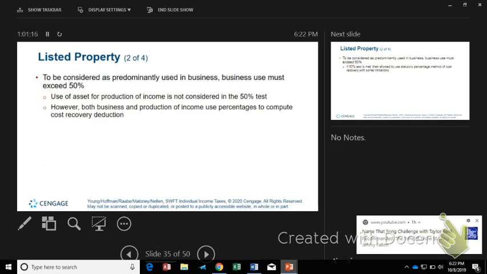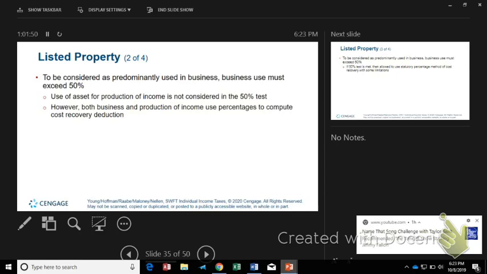All right, so listed property has to be considered as predominantly used in a business. Business use must exceed 50%. So when you're looking at a car or an aircraft or property used for entertainment or recreation, a boat, it has to exceed that 50% for business purposes. Use of the asset for production of income is not considered in the 50% test. So they're not saying that it's producing income. Your car doesn't have to produce income. It has to be used in business. It has to get you places.